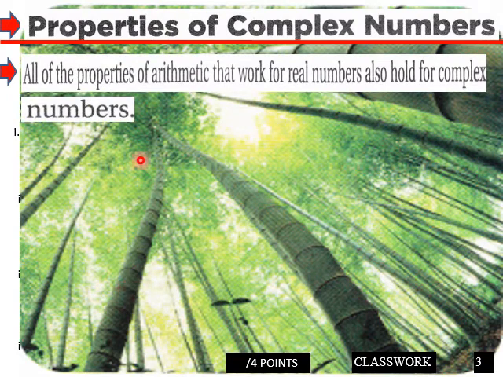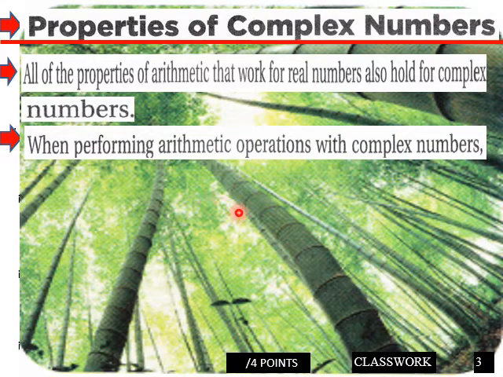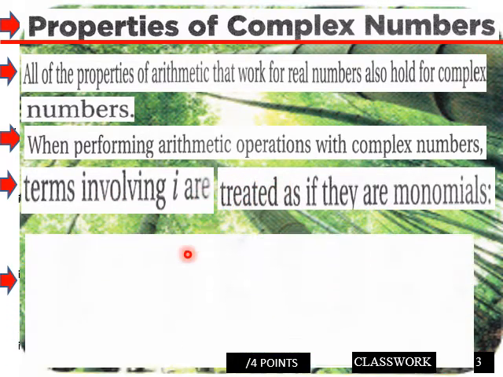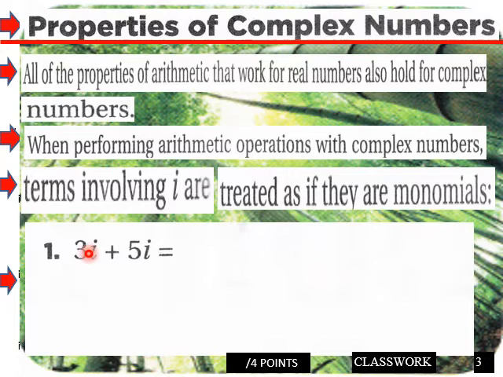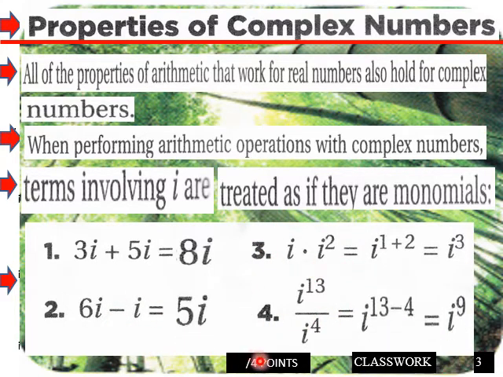Properties of complex numbers. All the properties of arithmetic that work for reals will also hold for complex numbers. When performing arithmetic operations with complex numbers, terms involving i are treated as if they are monomials. So 3i plus 5i, and here are examples of arithmetic operations with imaginaries. Then we have the same exponent rules here, and the product of powers property.